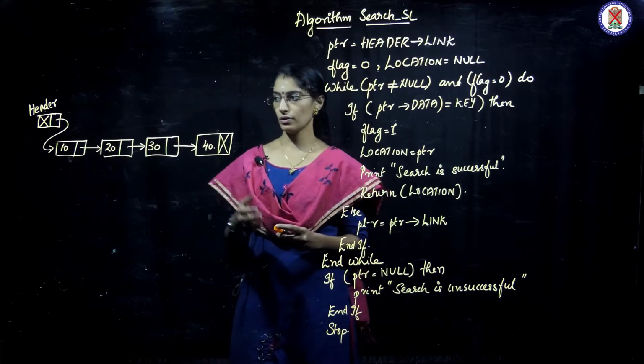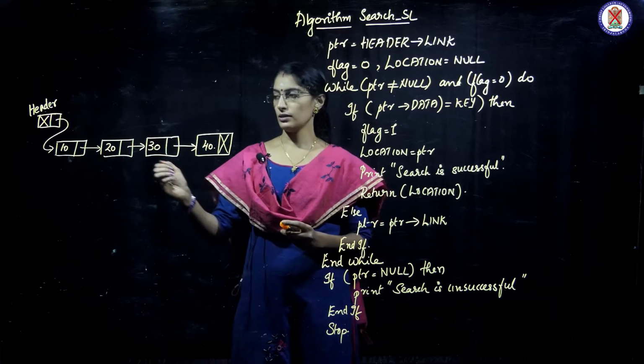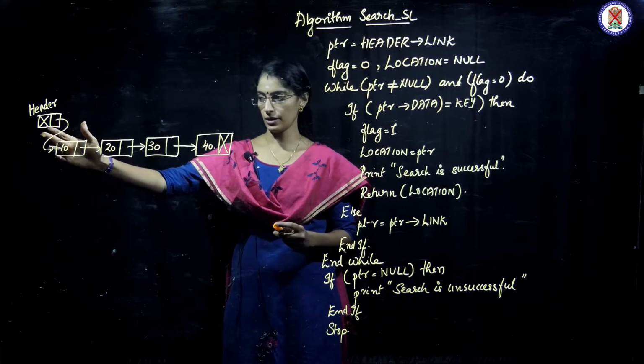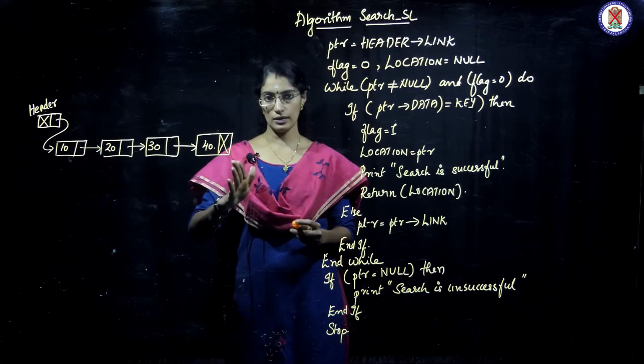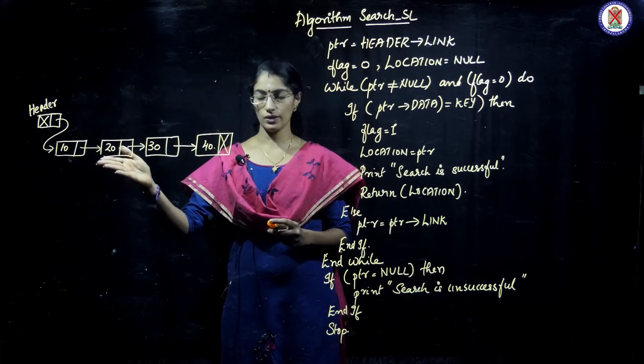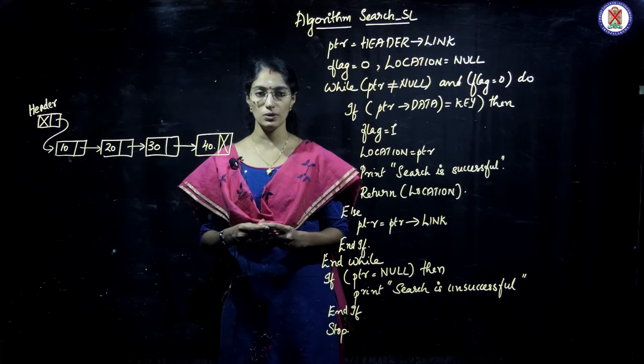So naturally for the searching algorithm you have to start from the beginning of the linked list, from the header, and you have to traverse through the linked list. While traversing, at the same time you have to look at the data part and check whether it matches the key value. Key is the data which we are giving that has to be searched.